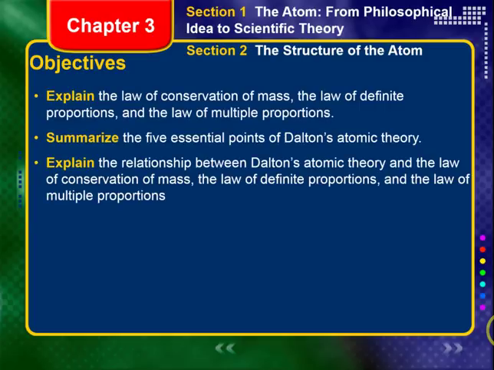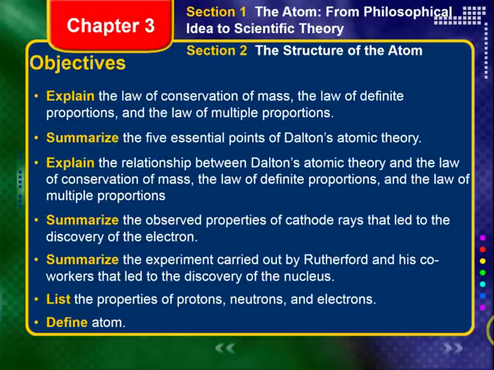So what have we done? We have done a lot in this video. We've explained the law of conservation of mass, the law of definite proportions, and the law of multiple proportions. We've summarized the five essential points of Dalton's atomic theory. We've explained the relationship between Dalton's atomic theory and the law of conservation of mass, the law of definite proportions, and the law of multiple proportions. We've summarized the observed properties of cathode rays that led to the discovery of the electron. We've summarized the experiment carried out by Rutherford and his co-workers that led to the discovery of the nucleus. We've listed the properties of protons, neutrons, and electrons. And lastly, we've defined the atom.